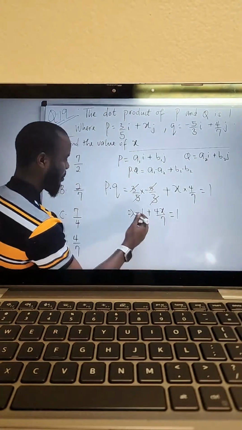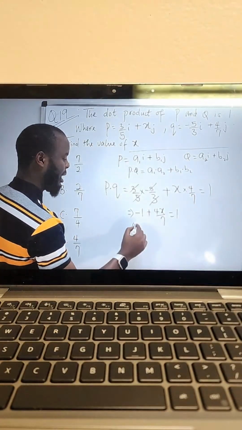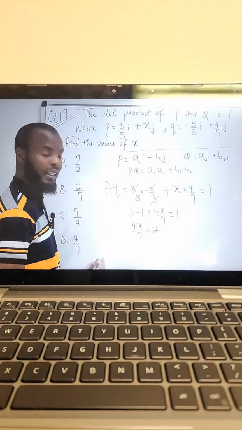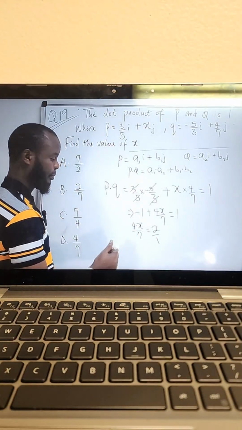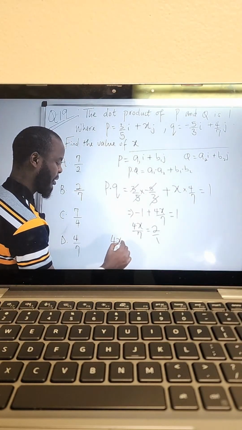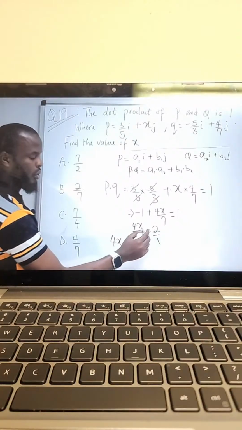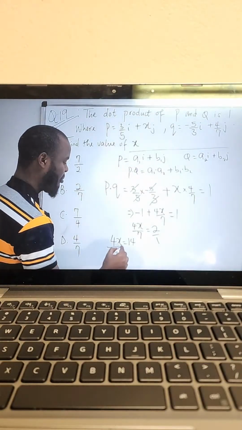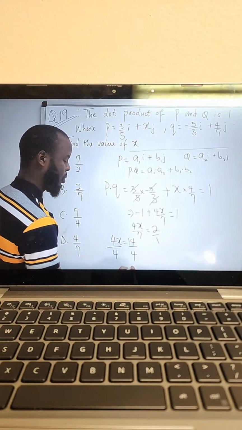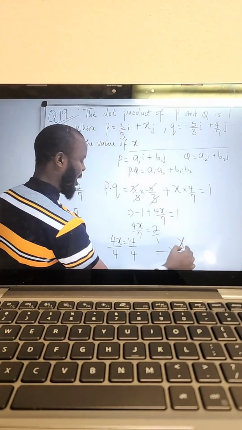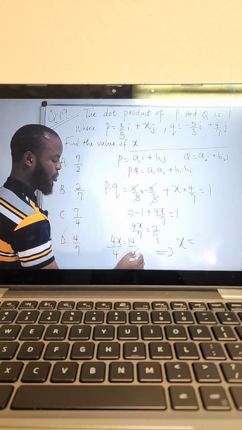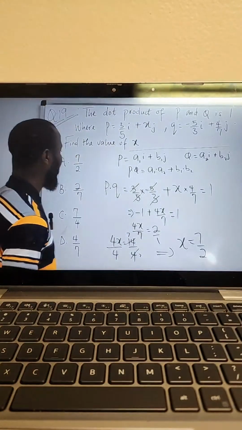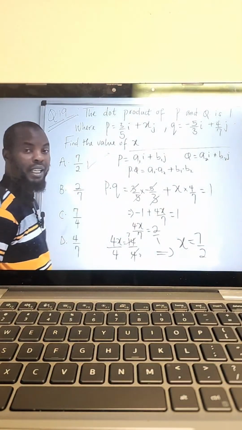Now, if negative 1 goes to the other side, here we have 4x over 7 equals 2. Cross multiplying, we have 4x equals 7 times 2, which is 14. Dividing both sides by the coefficient of x, which is 4, finally we have x equals 14 over 4, which is 7 over 2. And the right answer is going to be option A.